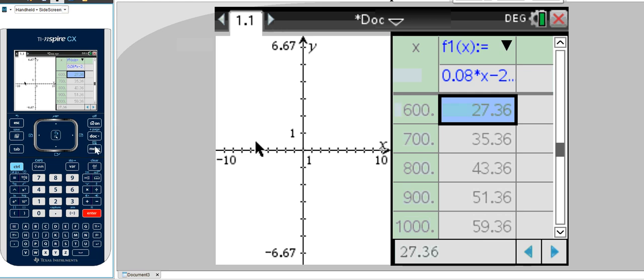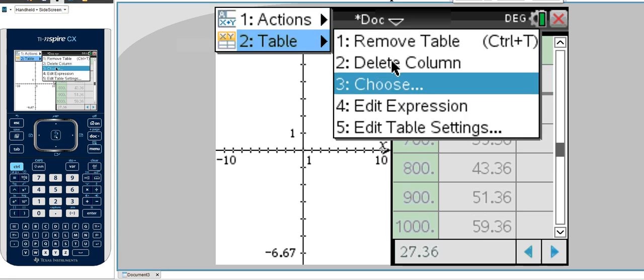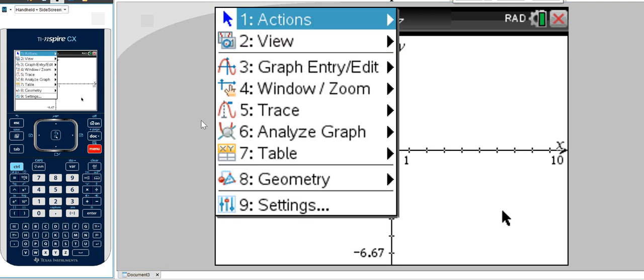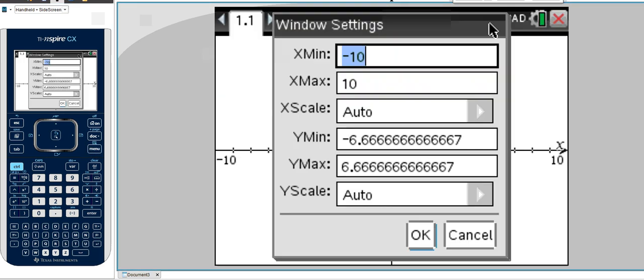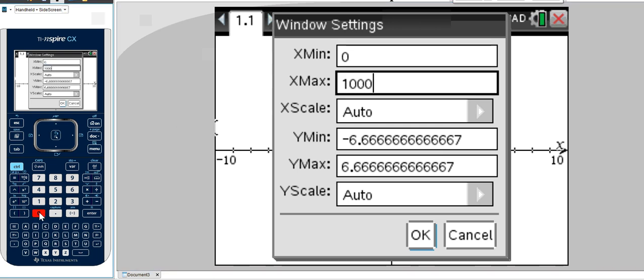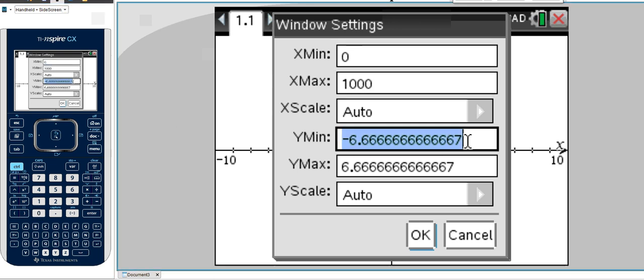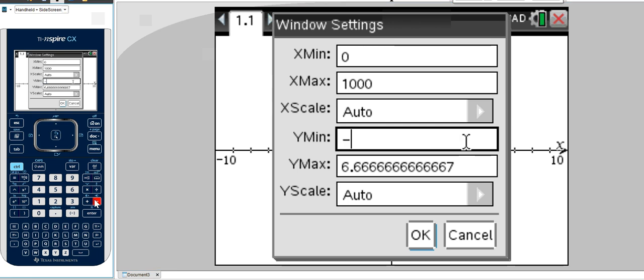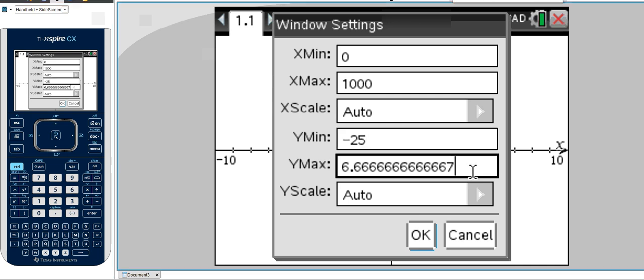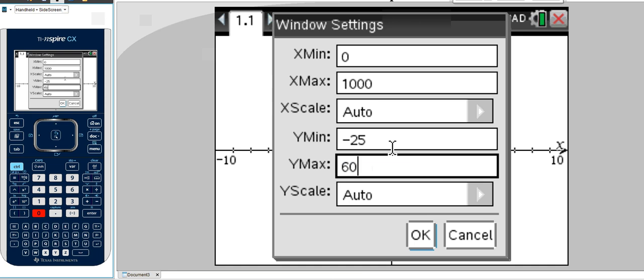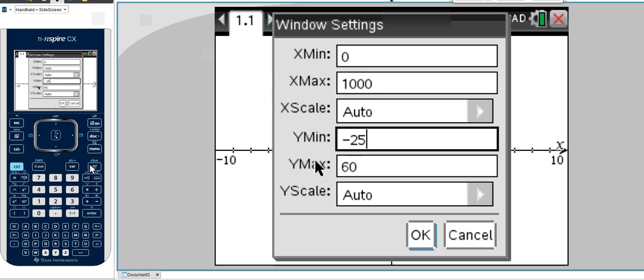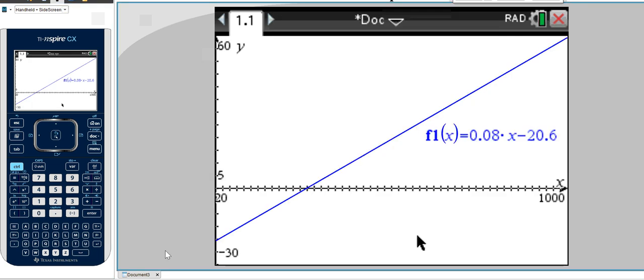So now I can get rid of this table. I'm going to go to Menu, Window, Zoom, Window Settings. My X is 0 to 1,000. That was what was given. My Y, remember we're going to do negative 25 to my max was 60. I'm actually going to change this to negative 30 just so it's a nicer number. Okay. And so I have my graph right here.